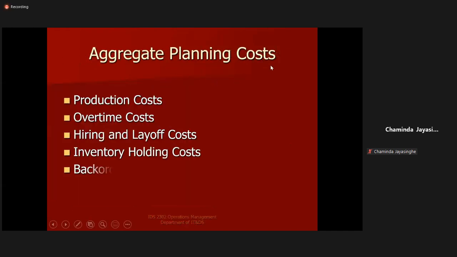And then aggregate planning costs: you have production cost, overtime cost, hiring and layoff cost, inventory holding cost, and back order and stock out costs. The inventory cost and the inventory holding costs, simply we say inventory cost. And back order and stock out costs are time related.